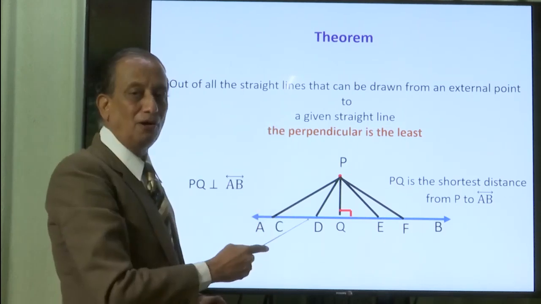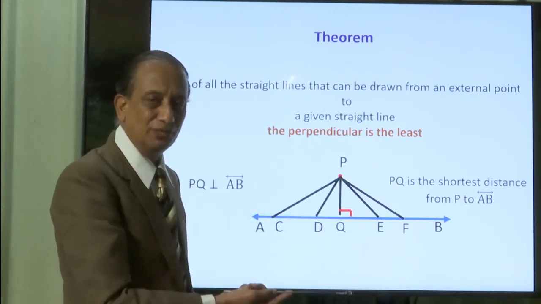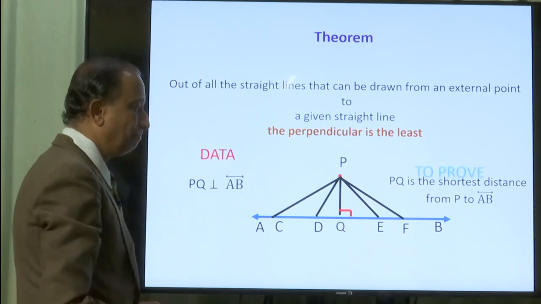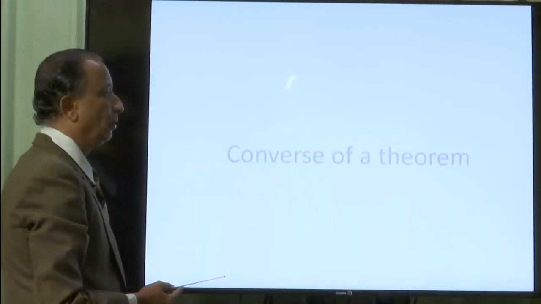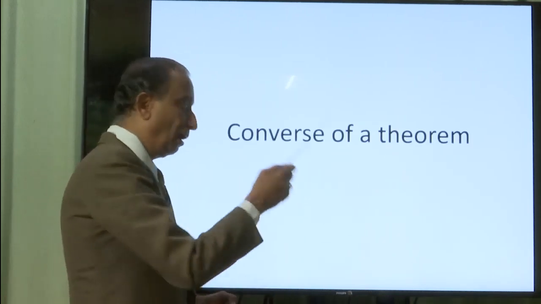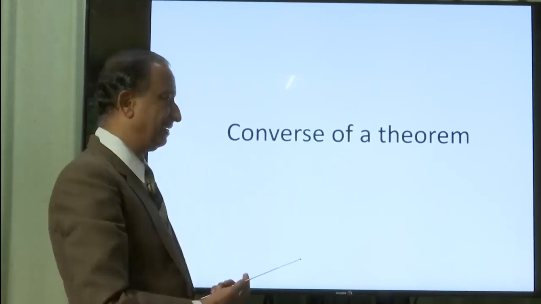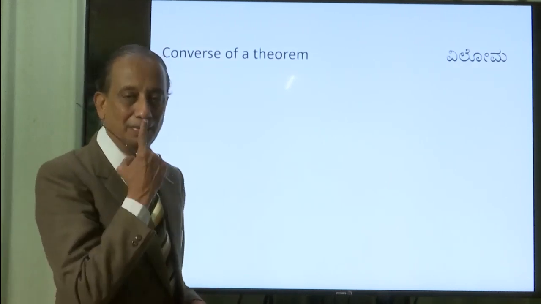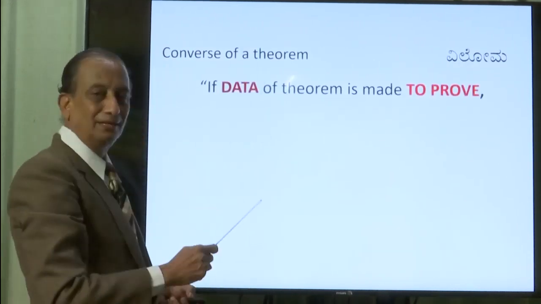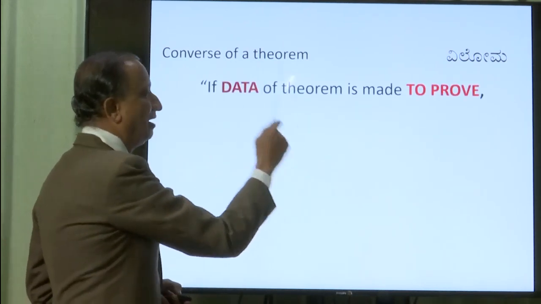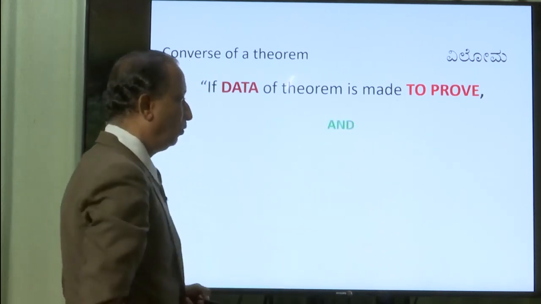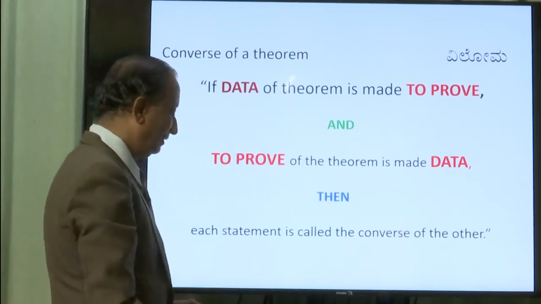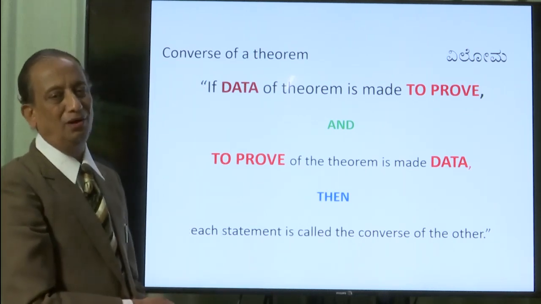Now, we need the help of the converse of this particular theorem, which we are going to use in proving the previous one. This is the data portion, this is the to prove portion. Now, we have to understand the converse of the theorem we have just stated. The converse of a theorem can be defined like this: if the data of a theorem is made to prove, and the to prove of the theorem is made data, then each statement is called the converse of the other.